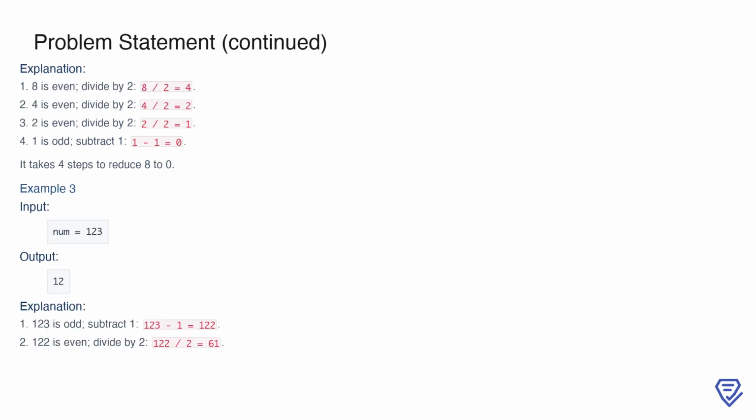Now, for the second example, the input is number equals 8. The output here is 4. Here's the breakdown. Starting with 8, which is even, we divide it by 2 to get 4. Then, 4 is even, so we divide it by 2 again, resulting in 2. Next, 2 is even, so we divide it by 2 to get 1. Finally, since 1 is odd, we subtract 1 to reach 0. In this case, the total number of steps needed is 4. This demonstrates how the number of steps can vary depending on the input.